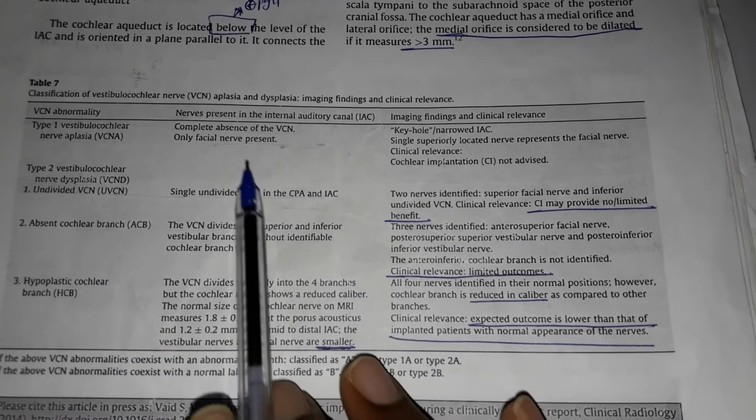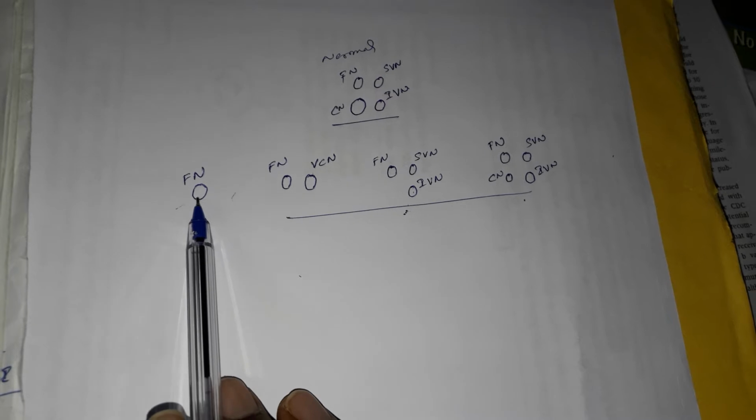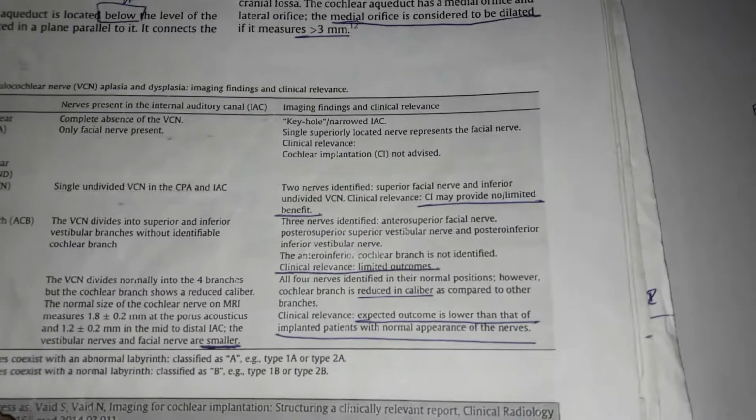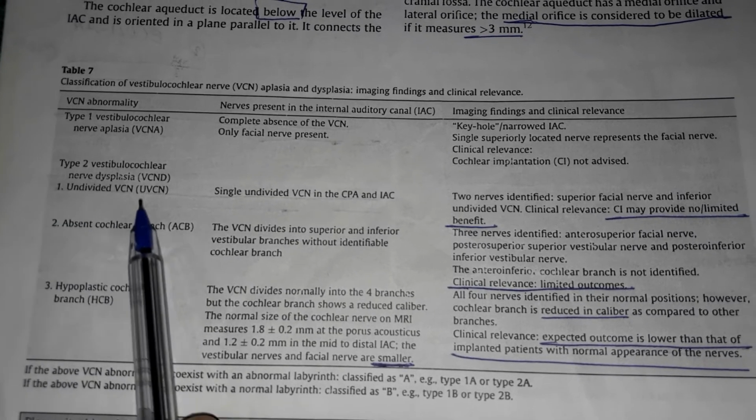No need to mug up or remember the whole thing. You remember this diagram in order. First facial nerve, next facial nerve and vestibulocochlear nerve, next facial nerve, vestibulocochlear nerve divides into superior vestibular nerve and inferior vestibular nerve, and next facial nerve, superior vestibular nerve, inferior vestibular nerve, and smaller cochlear nerve. Similarly, undivided vestibulocochlear nerve, that is this one. Here cochlear implant may provide no or limited benefit.